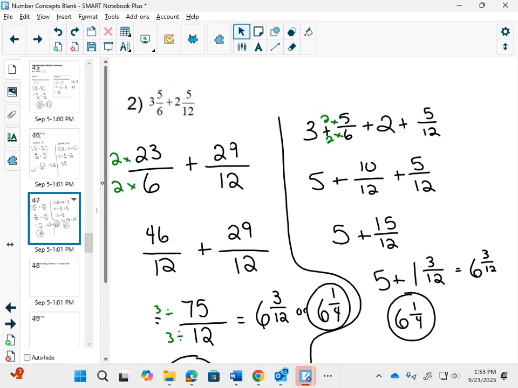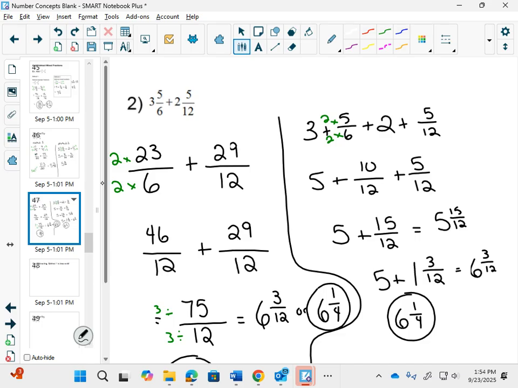Method 2, if we're adding things separately, 3 plus 2, that makes 5. Again, I want a common denominator of 12, so I multiply that first one by 2. But interesting in this one, my 10 over 12 plus 5 over 12 gives me 15 over 12. So it's not wrong if you said temporarily, this is my answer, 5 and 15 over 12.